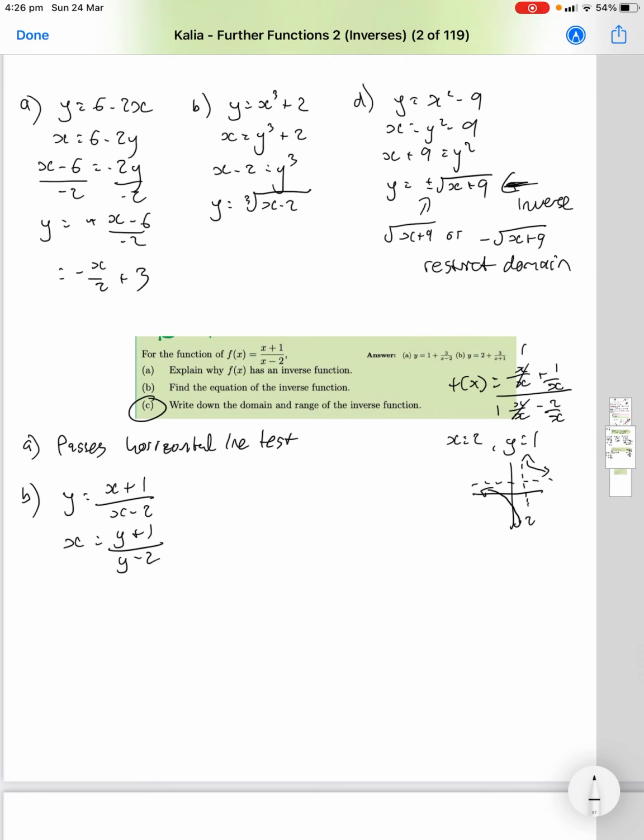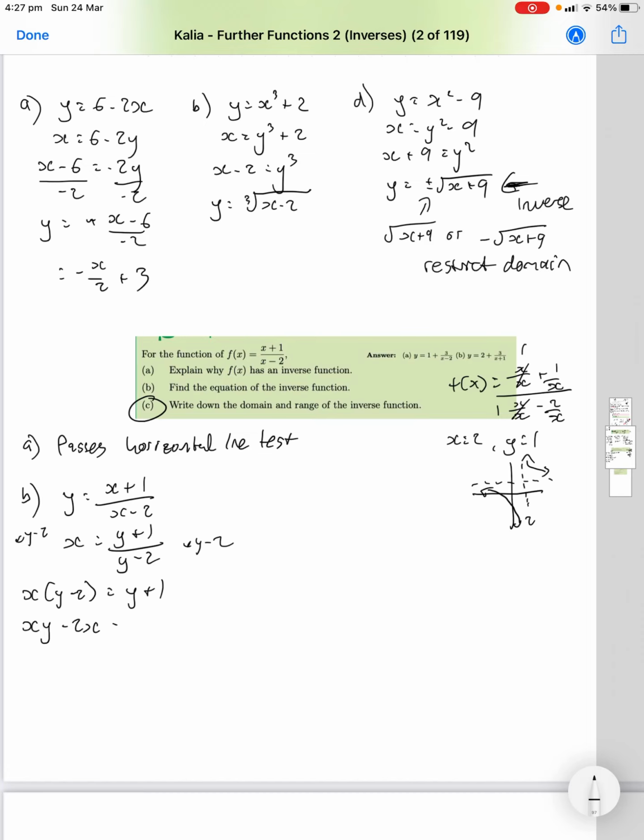I need to make y the subject. We're going to do a bit of manipulation in my equation. So let's multiply both sides by y minus 2. Because y plus 1. Now, I'm going to expand here.